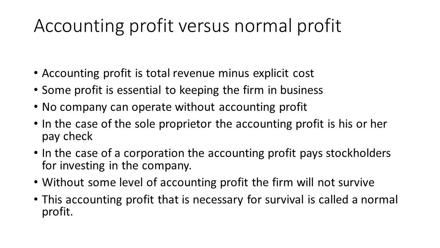This also leads us to a difference between accounting profit and what we consider a normal profit. Now, if you look back, you would see we had the explicit and implicit cost. Economists are going to take into account both costs, accountants aren't. So accounting profit is going to differ from what we might call economic profit. So accounting profit is total revenue minus explicit costs. Some profit is essential to keeping the firm in business. So no company can operate without accounting profit.